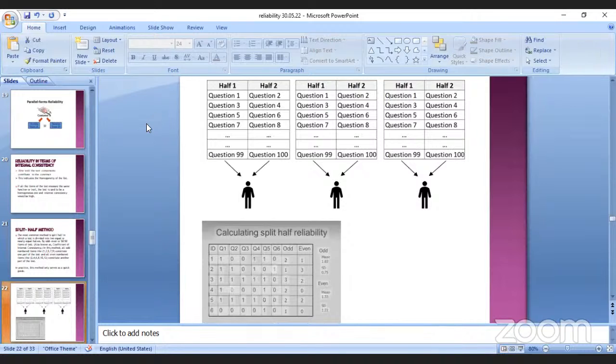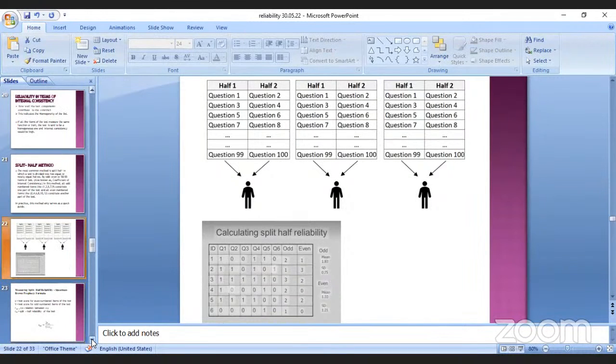Yes, ma'am. Okay. So here, this is the pictorial representation of what I just said. This is one person, and we are giving two halves. Here, these three are my sample. I have a sample size of 3. So I am giving two forms to each of the individuals. Then I will get two scores from each one of them, and I shall tally these two scores to see whether there is a correlation or not. If there is a correlation, then there is internal consistency. If there is not, then it's not there.